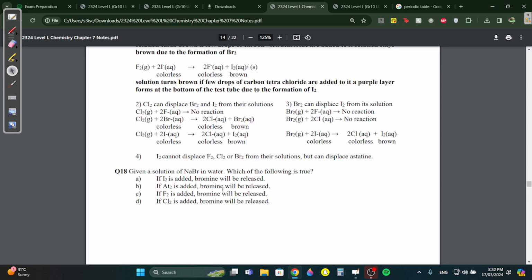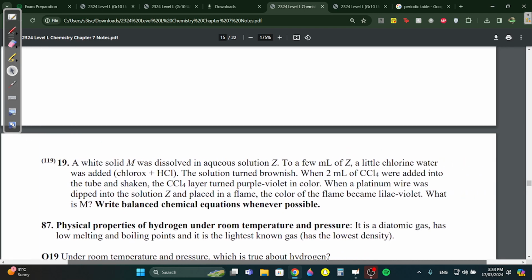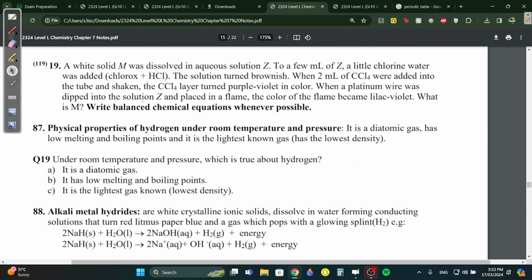Like, here, NaBr, this is important. Or maybe I2 cannot displace. Okay, they're just explaining it still. I think this is the one I want. This was in the quiz, no? Yeah, this was in the quiz, but I'm still going to solve it because of the part where they say write balanced chemical equations when possible. I think they might get this because even our chemistry teacher did talk about something like this coming.